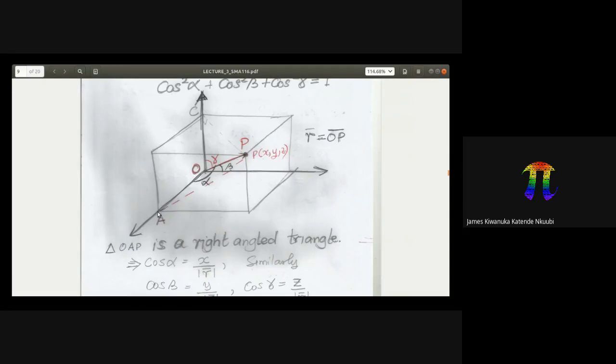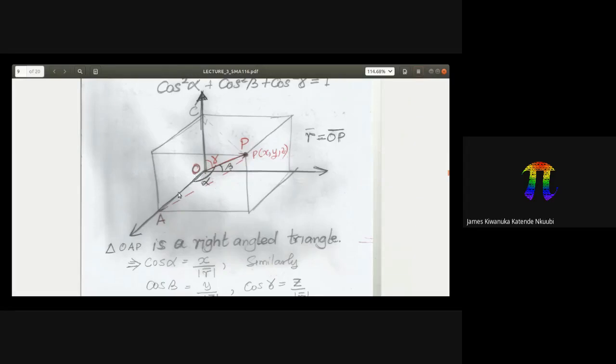And when you do that, you observe that this triangle, OAP, must be a right angle triangle, and the right angle is at A, right? Can you all see that? Are you with me? This OAP is a right angle triangle. You agree with me on that one? Yes. And the right angle is at A. So if you apply the trigonometry that you know, you should be able to see that the cosine of alpha should be equal to x.